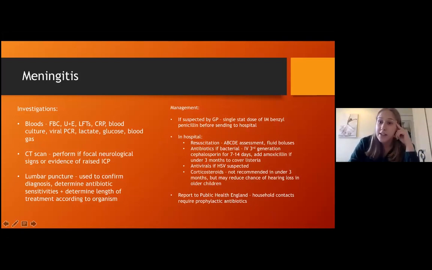And then meningitis is a notifiable disease, which means you need to report it to Public Health England, and household contacts of that child are going to require prophylactic antibiotics as well.